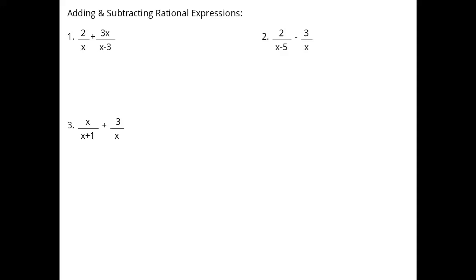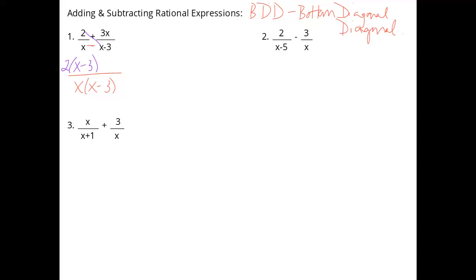And one of the easiest ways to do that is to just simply use the algorithm BDD, which stands for bottom, diagonal, diagonal. And what that means is that if you want to, you could just simply multiply across the bottom. So that would be x times x minus 3. And then you're going to multiply both diagonals. So I'm going to do 2 times x minus 3. And my other diagonal is x times 3x.